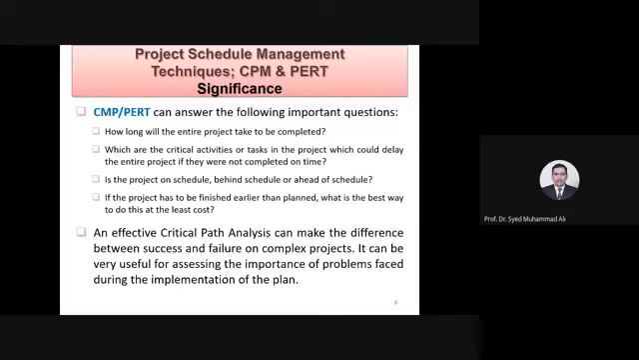Please see. How long will the entire project take to be completed? So you will be able to establish the duration of the project. Which are the critical activities or tasks in the project which could delay the entire project if they are not completed on time? Generally in projects, there will be tens and hundreds of activities happening.